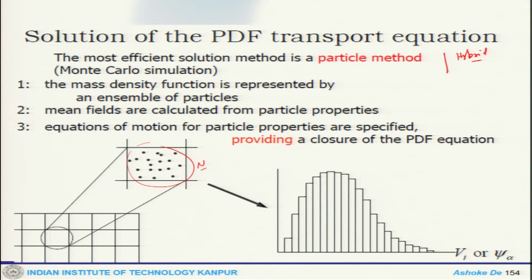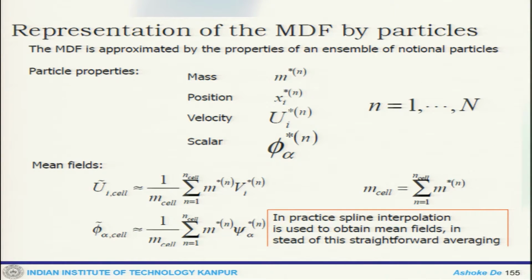Then this information, which we obtain from the particle properties, will provide the closure form of the unclosed terms in the PDF equation.